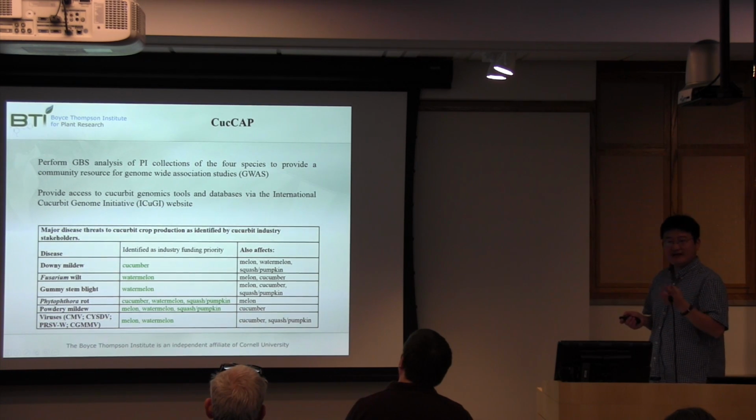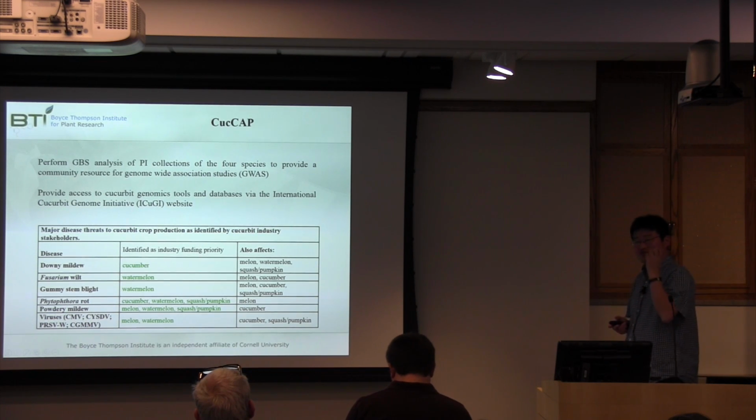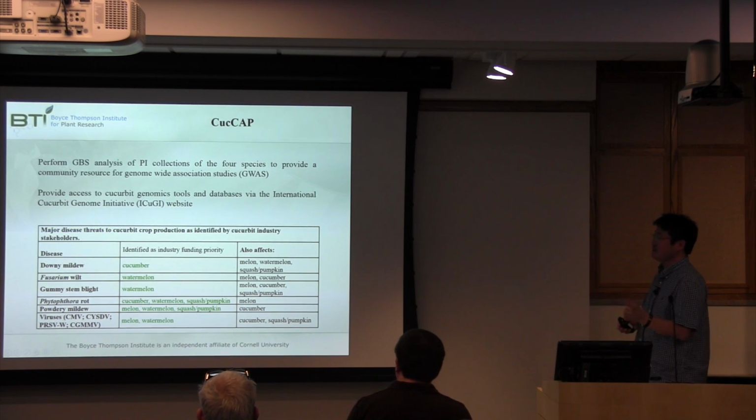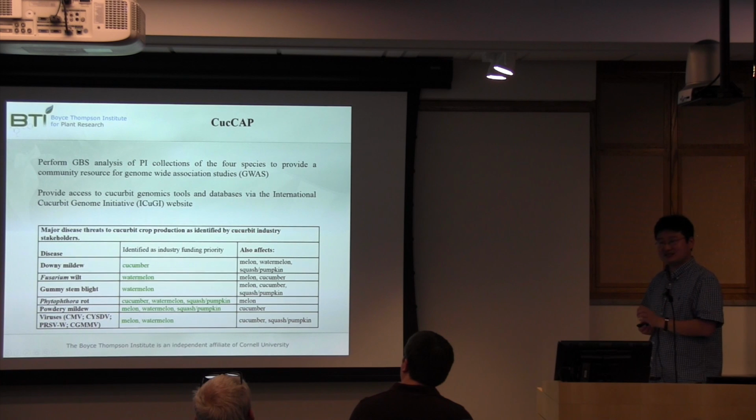In the bioinformatics team, there are two main objectives. The first one is to perform GBS analysis of PI, that means germplasm collections, of the four species. We will probably do GBS for about 1,500 collections for each species. That's about 6,000 accessions. Then, based on the GBS information, we identify a core collection of 384 accessions for each of the four species that can be used as a community resource for GWAS analysis. So in total, we will probably do genotyping for 10,000 accessions.